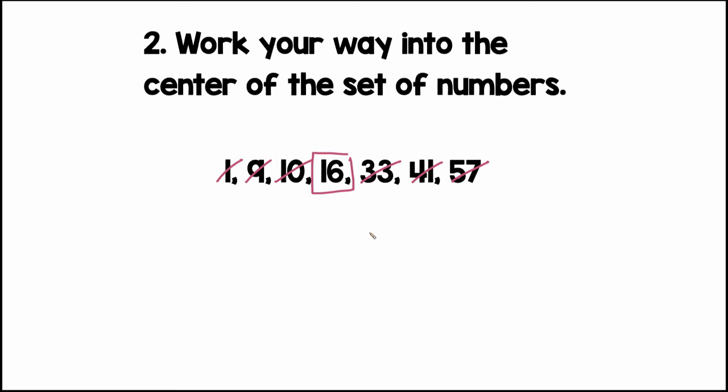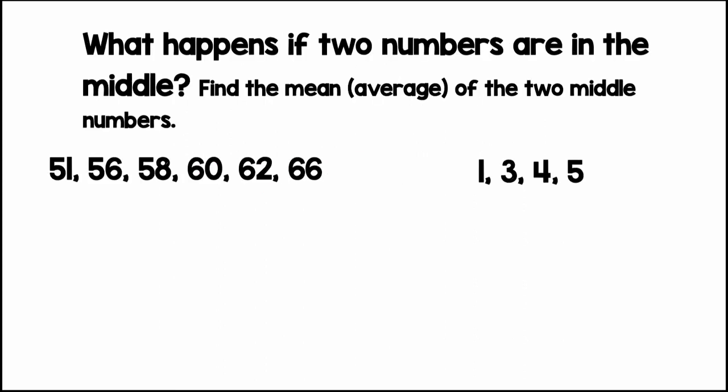Sometimes you'll have 2 numbers in the center. So if there are 2 numbers in the middle, you have to find the mean or the average of those 2 middle numbers. And there's actually a couple ways you can go about this. So I already have my numbers in order for this set over here. So I'll start working my way in. First set, second set, and then I see that these 2 are in the middle.